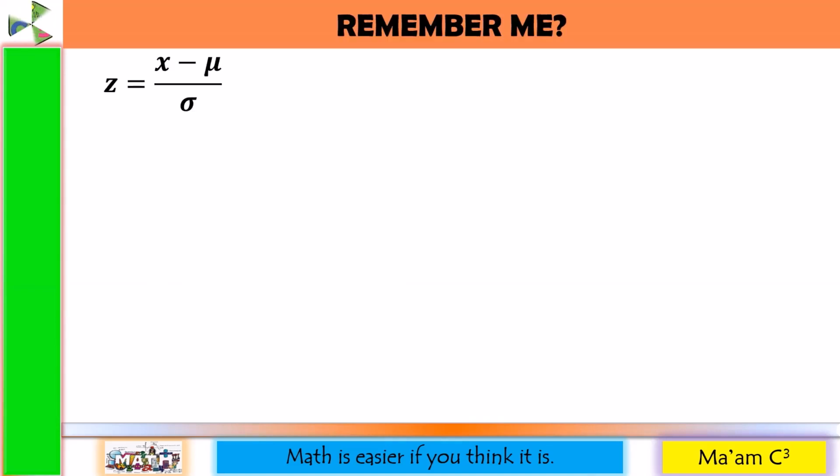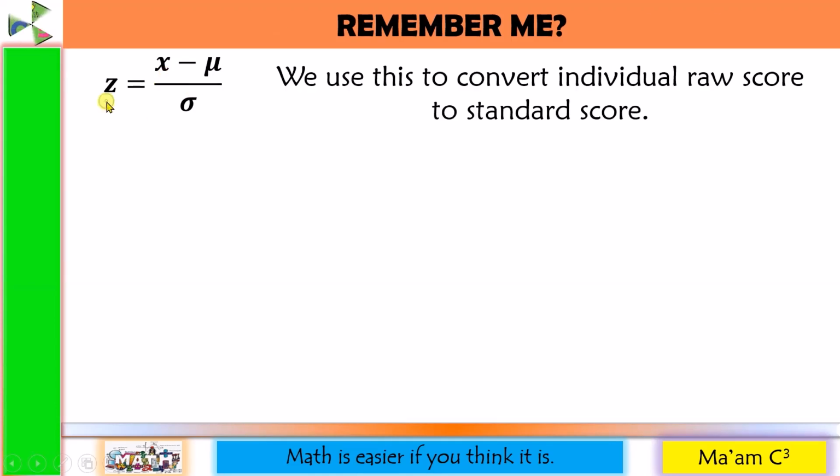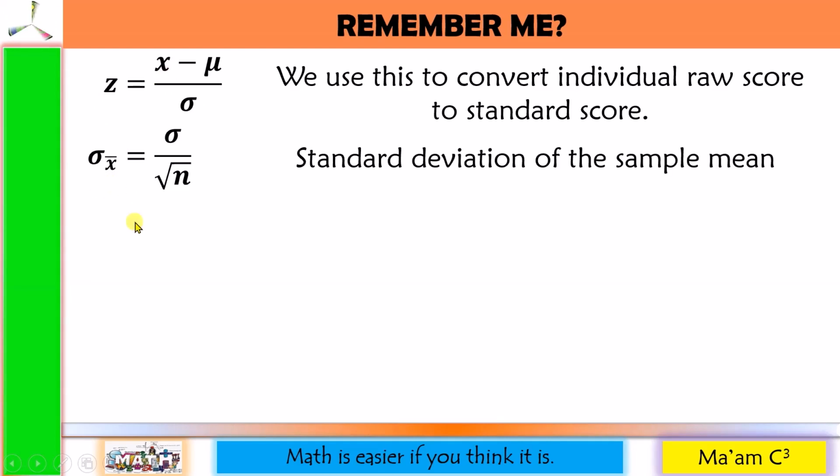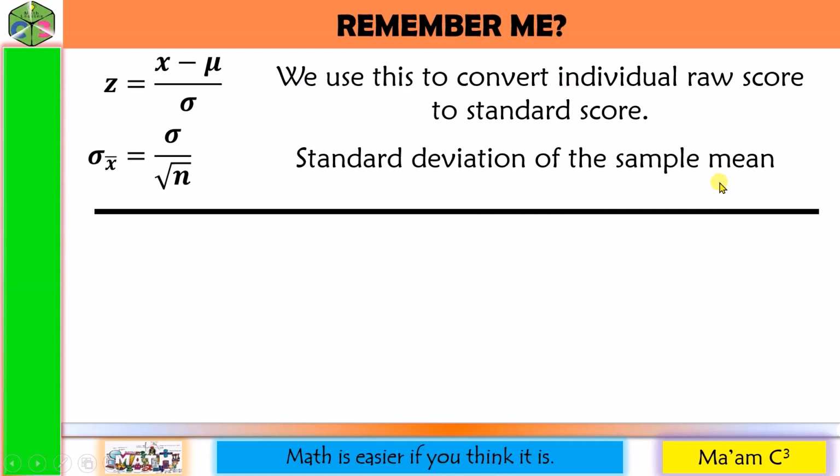Do you still remember this formula? We use this to convert individual raw score to a standard score. How about this? This is the standard deviation of the sample mean. Now, what if instead of individual raw score, we are given sample mean? What formula are we going to use to convert it to standard score?